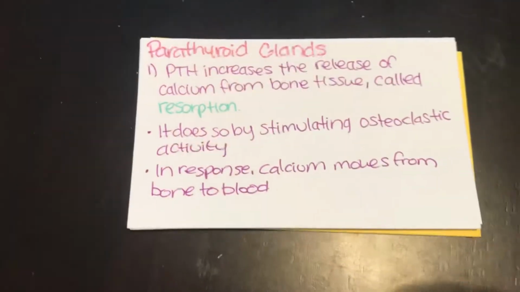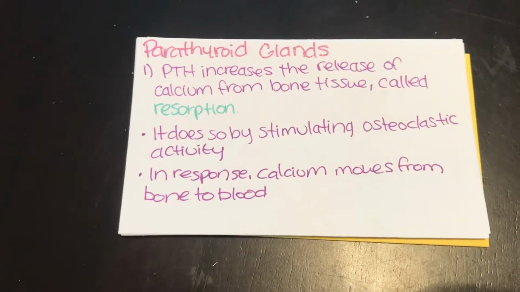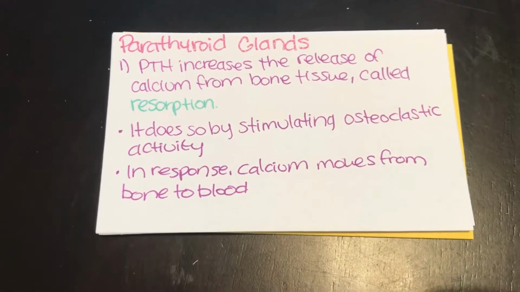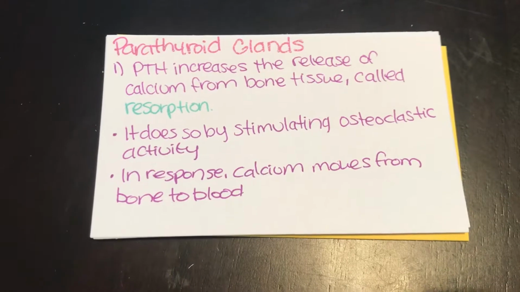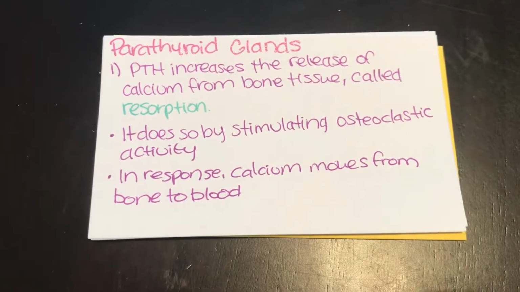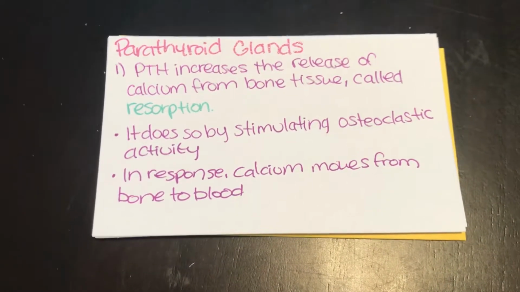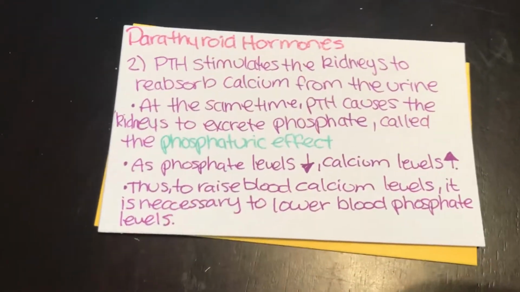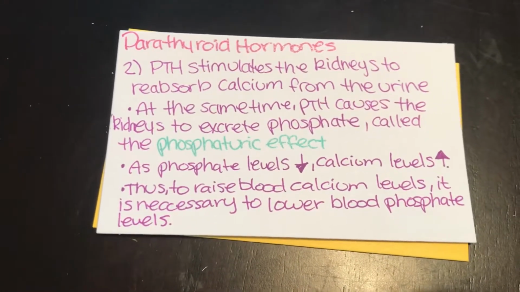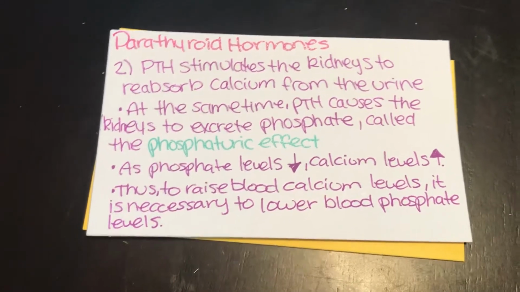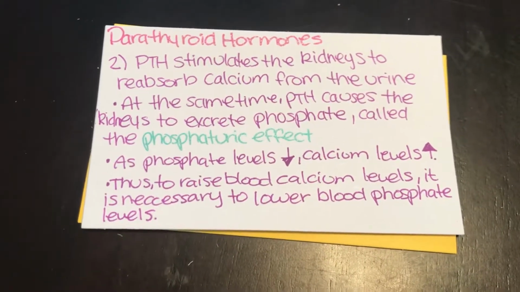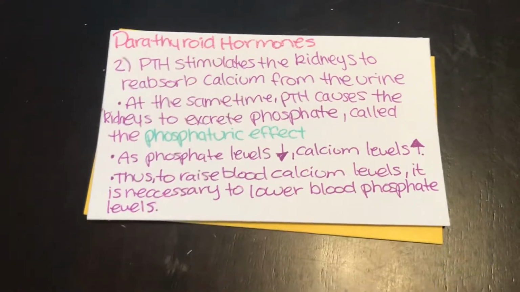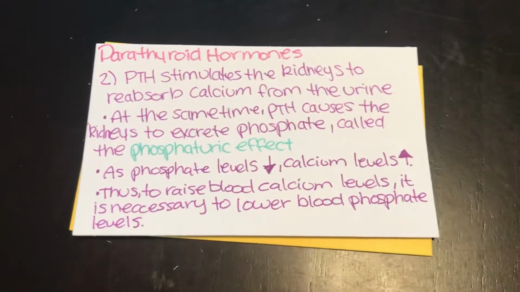So number 1, PTH increases the release of calcium from bone tissue, called resorption. It does so by stimulating osteoclastic activity, and in response, calcium moves from bone to blood. Number 2, PTH stimulates the kidneys to reabsorb calcium from the urine. At the same time, PTH causes the kidneys to excrete phosphate, which is called the phosphaturic effect.